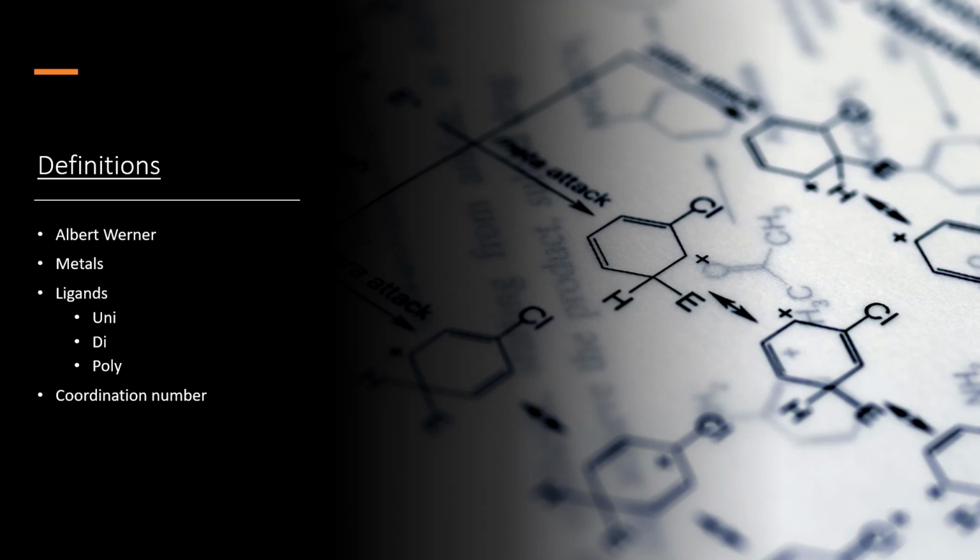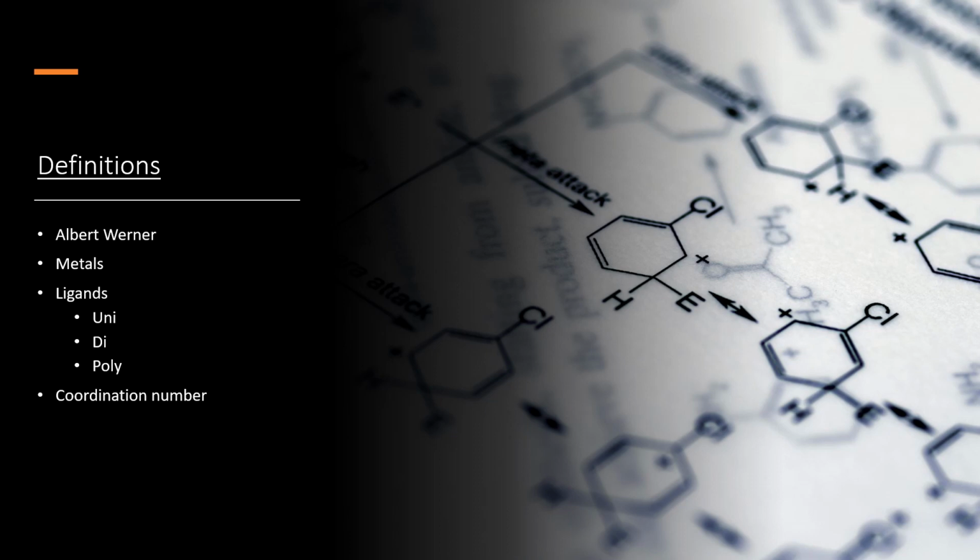Now, ligands are of three types: unidentate, bidentate, and polydentate. Unidentate is when the metal combines with one ligand, bi is when it combines with two ligands, and poly is when it combines with many ligands.